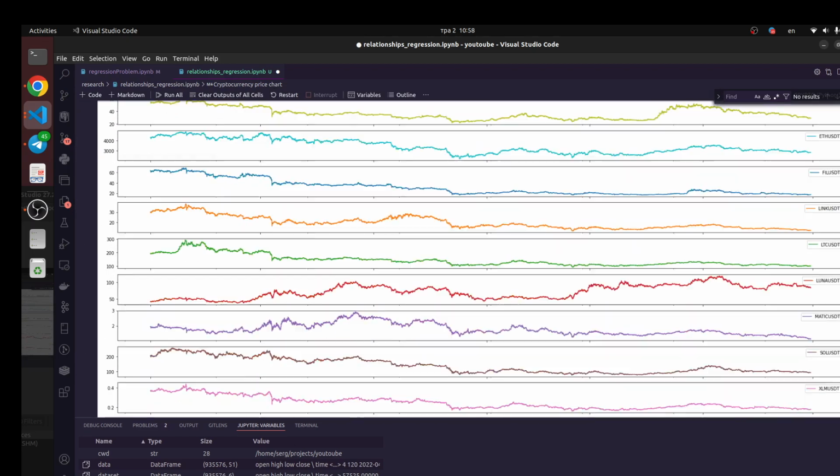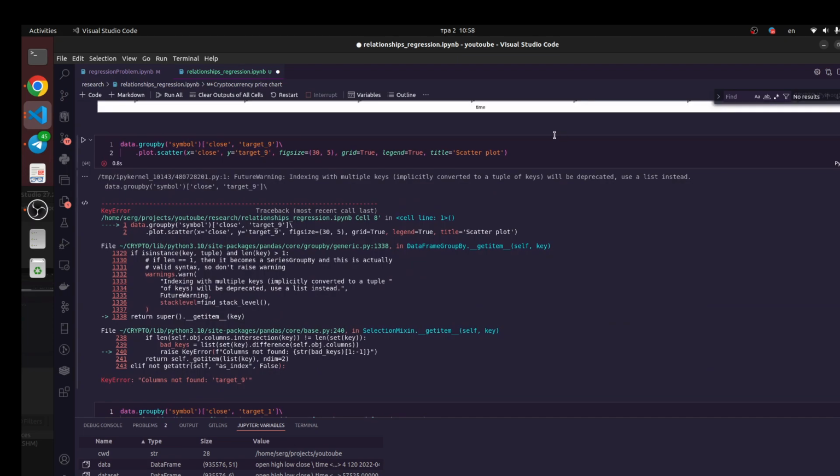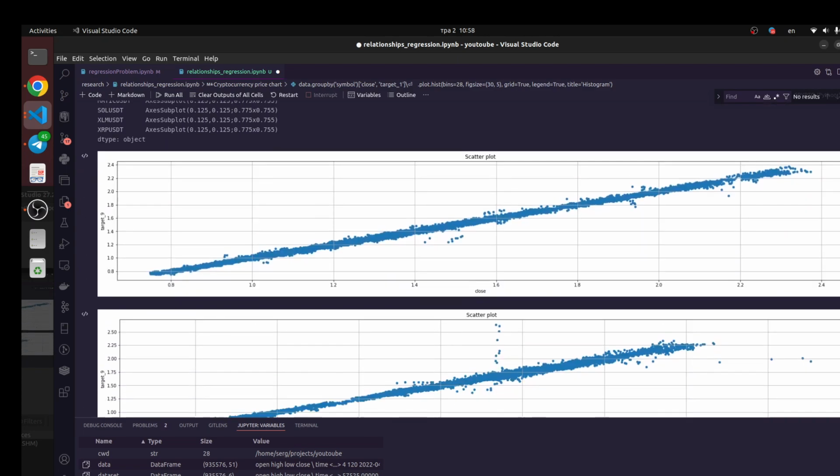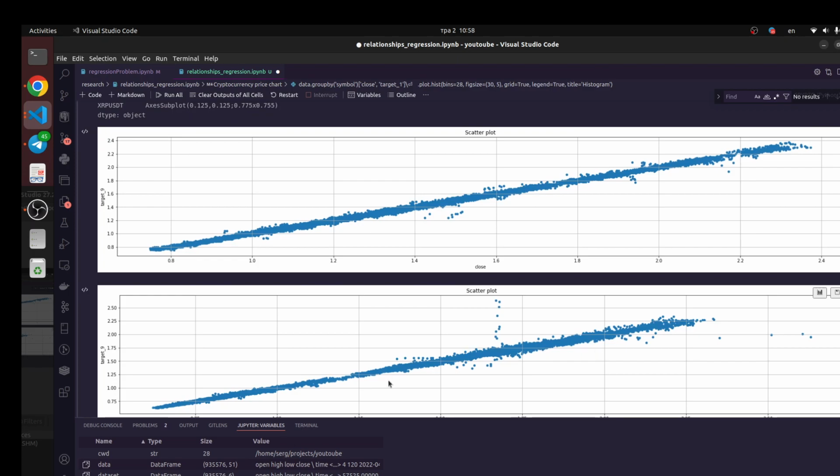Okay, I created this target. Let's look again. Okay, it's working. For example, I suggest we have more noises, and you see we have more noises, but in general, we have more outliers, especially for this coin.